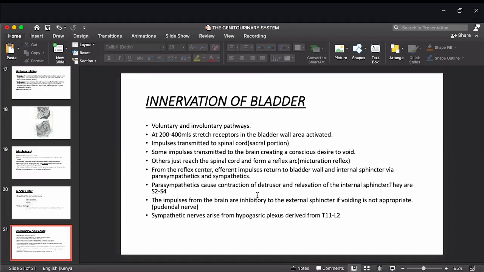But that's more physiology than anatomy. For anatomy, what we need you to know is that the detrusor muscle can relax and contract depending on the amount of urine that there is when the stretch receptors are activated. Parasympathetics S2 to S4, sympathetics from T11 to L2. That was the presentation for the day.